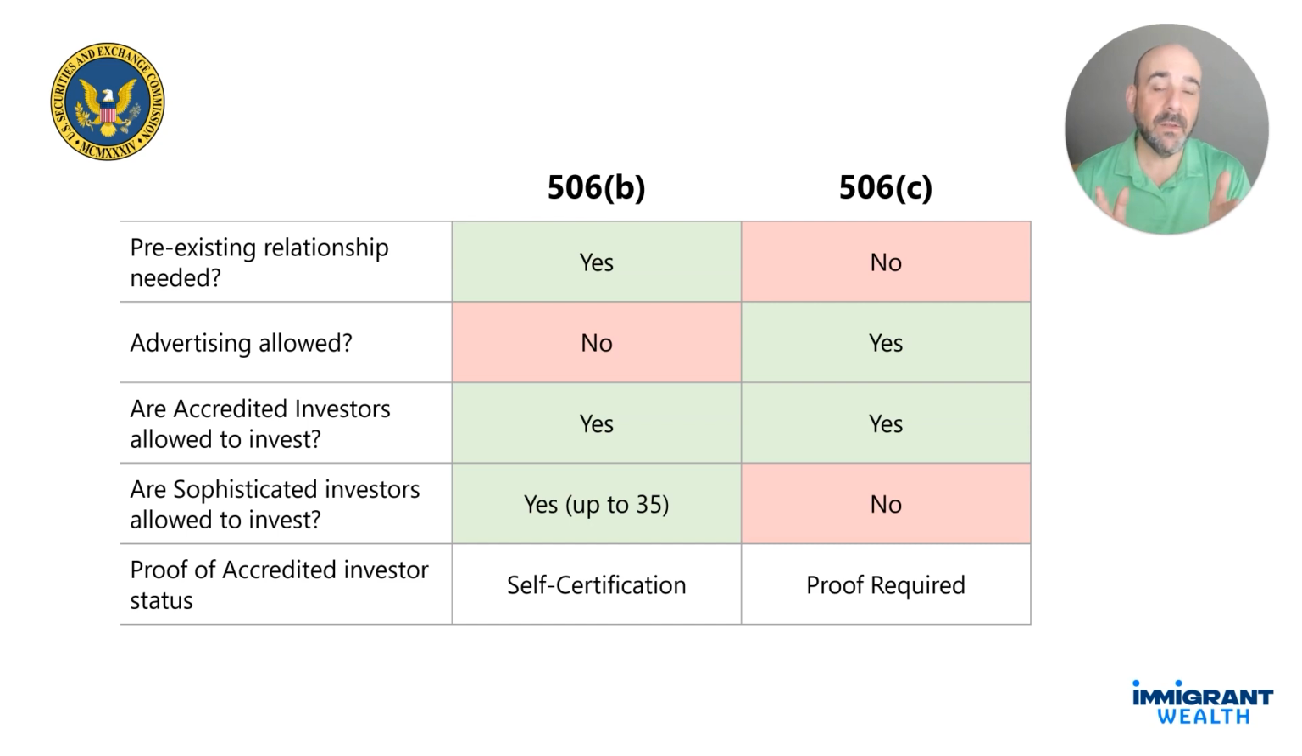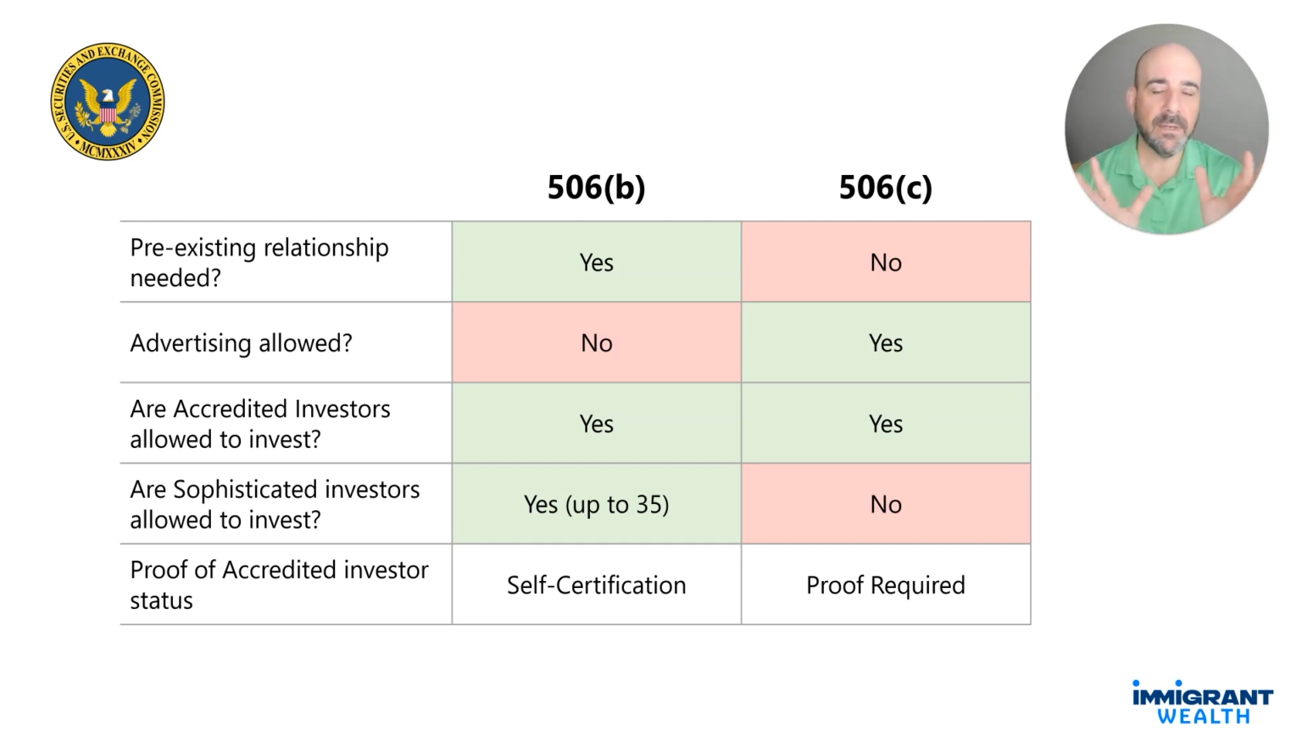And the last difference that I want to call out is that with accredited investors in 506B deals, they self-certify. So they can say, yes, I do have a $1 million net worth, or I do make this much money, and that's good enough. With 506C, the real estate operator has to do a check to verify that that person does indeed qualify as an accredited investor, which is a little bit different.